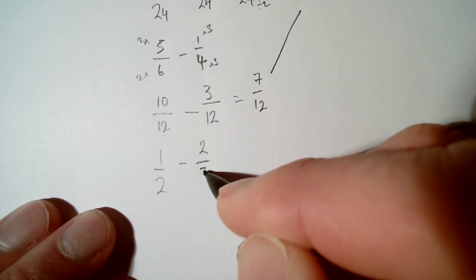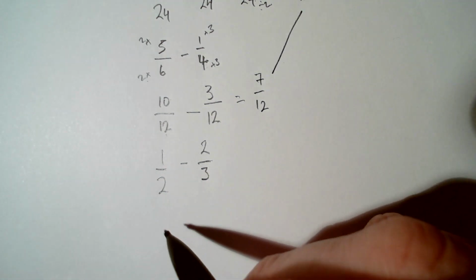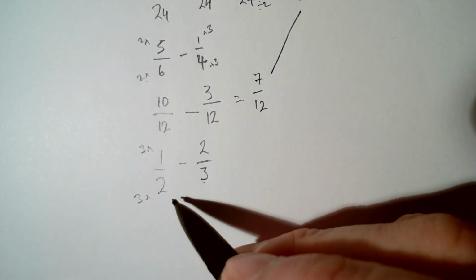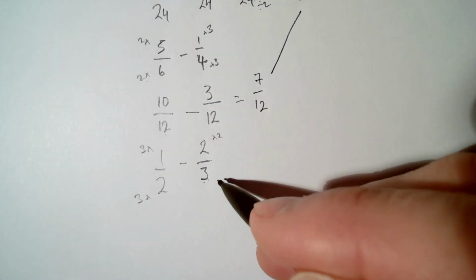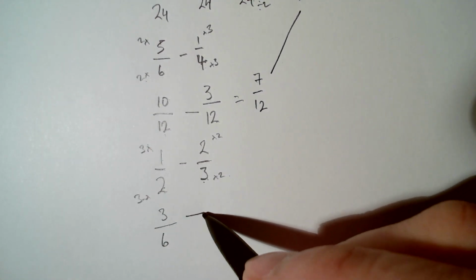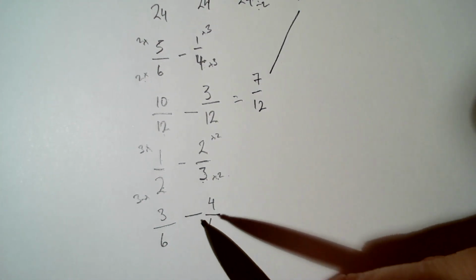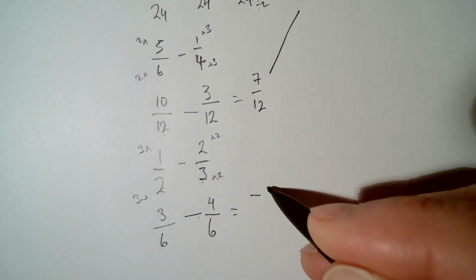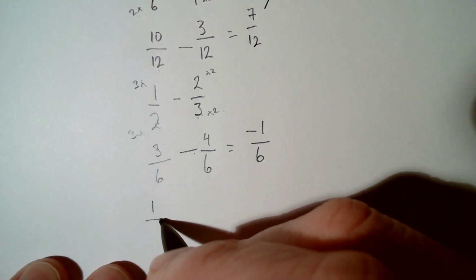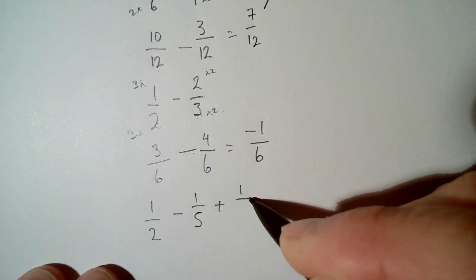Let's look at a half minus 2/3. Well, once again, the denominators are not the same, so we'll multiply by the opposite denominator. So we're going to multiply a half above and below by 3, and we're going to multiply the 2/3 fraction above and below by 2. So 3 times 1 is 3, and 3 times 2 is 6, minus 2 times 2 is 4, and 2 times 3 is 6. The denominators are the same, so we say 3 minus 4 is minus 1 over 6, and minus 1 over 6 is our answer.